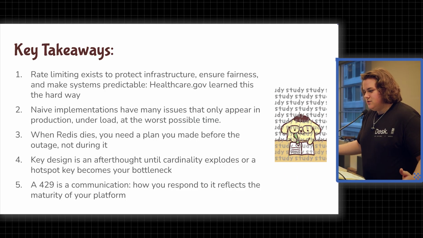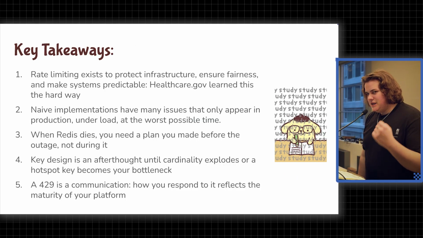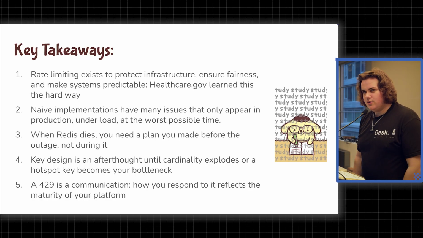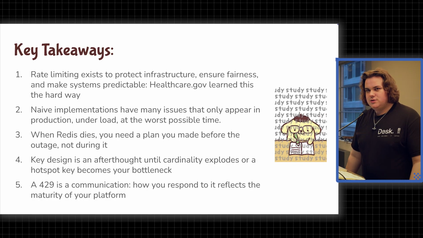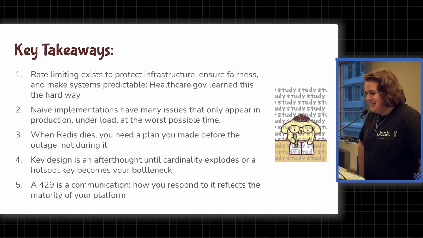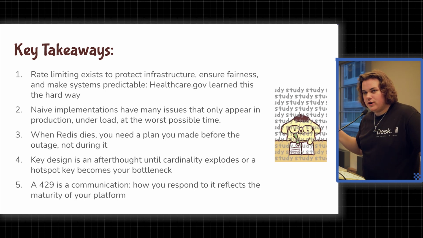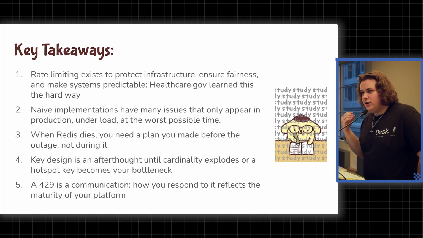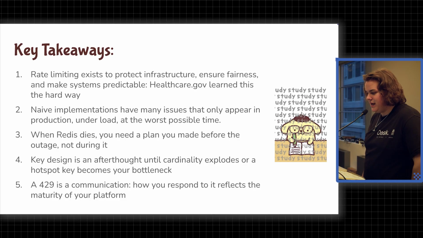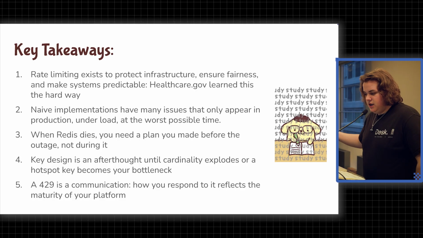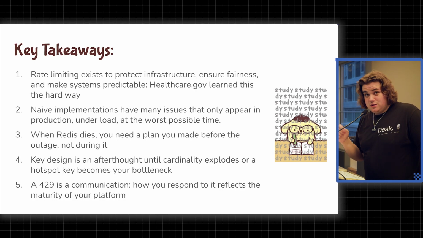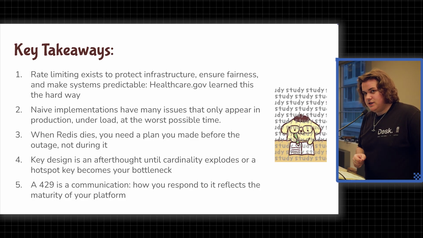So the key takeaways would be that rate limiting exists to protect your infrastructure and ensure fairness, and Healthcare.gov learned this the hard way. If the White House can do it, we can all do it. Naive implementations have really, really core issues that will only show at the worst time. When you're under attack, when your systems are down, you're gonna wanna prepare for that ahead of time. Similar to point 3, when Redis dies, you'll need a plan made that you have before the outage on how to handle these circumstances.